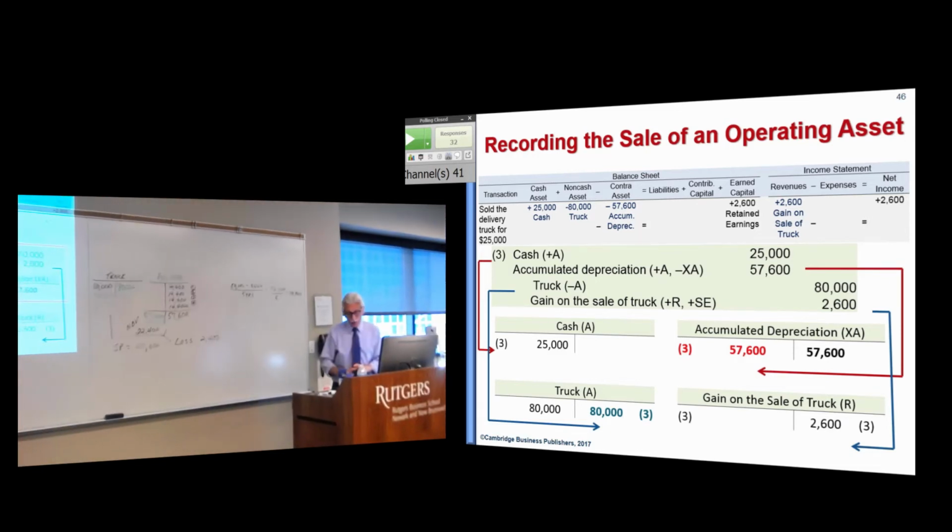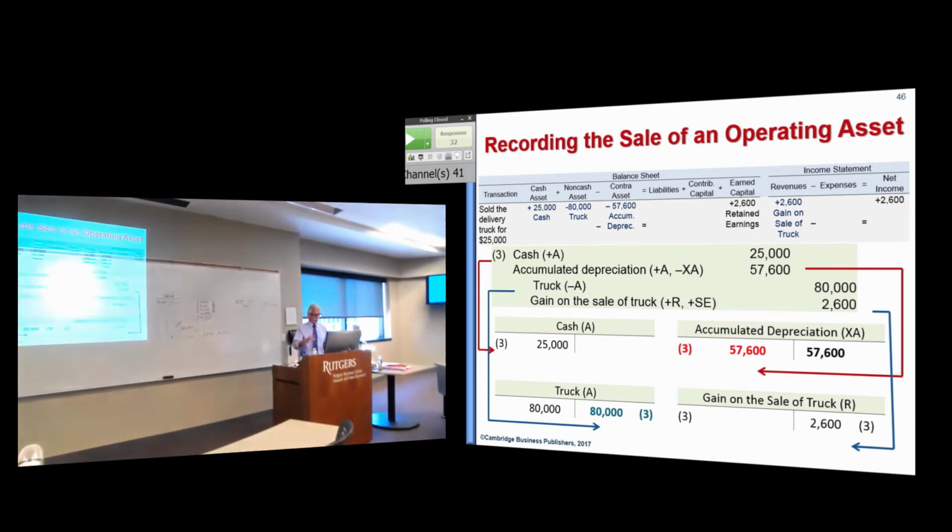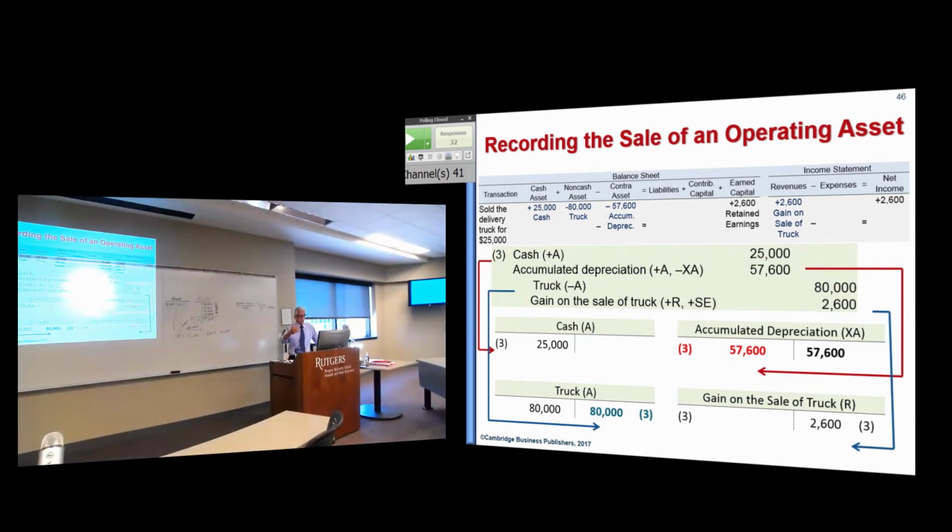So that is it, and as I said, in intermediate, we will look at other ways to dispose of assets, trade-ins, swaps of assets as well. All right, so any questions on that? We have one more thing to do, and then we'll take a quick look at intangibles.